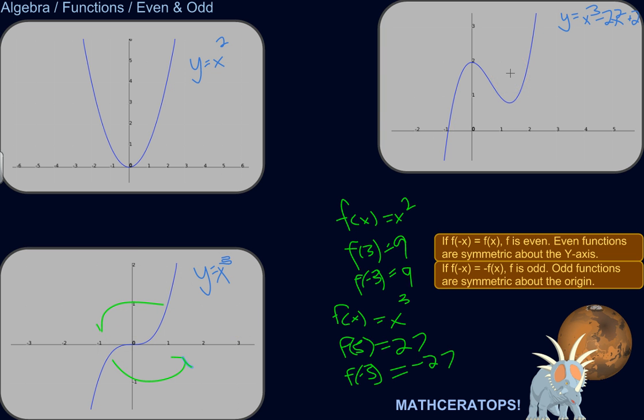Here's an example of a function that's neither even nor odd. If you plug in f of negative x, you don't get the same value as f of x. And if you plug in f of negative x, you don't get negative f of positive x. You just get different values. And there's no symmetry about the y-axis or about the origin. There may be symmetry about different points or lines, but not those specific symmetries. So that's a function that's neither even nor odd.